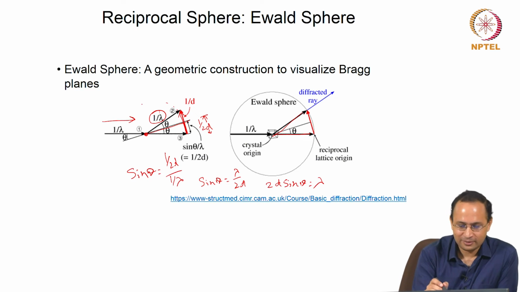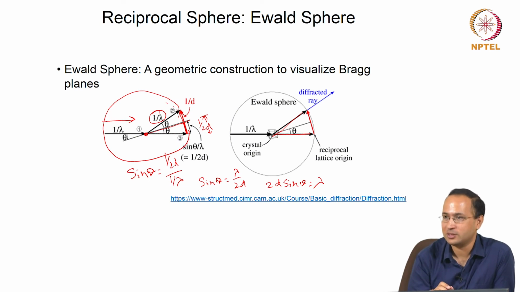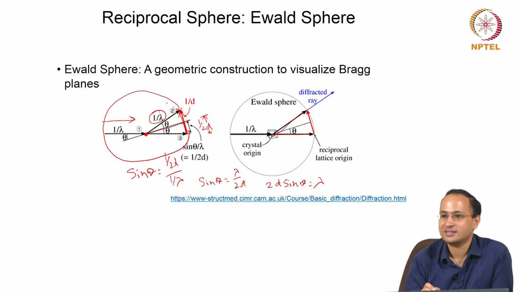So, what I mean to say is, this is your sphere, it is the reciprocal space we are talking about. Now it tells you that if you have a point on the reciprocal space, at that point your Bragg's condition will be satisfied. You can see from this geometry. So, this is 1 by lambda, this is 1 by lambda.